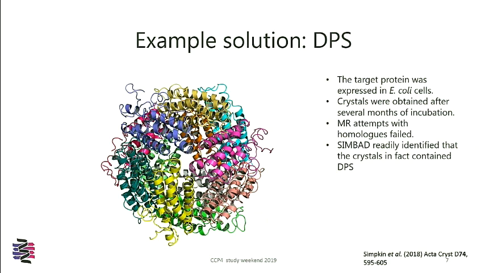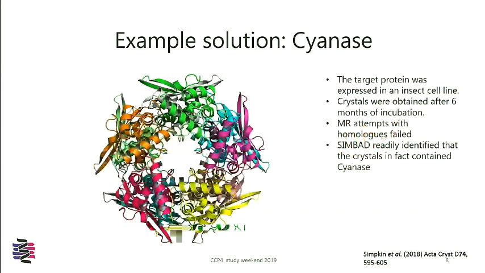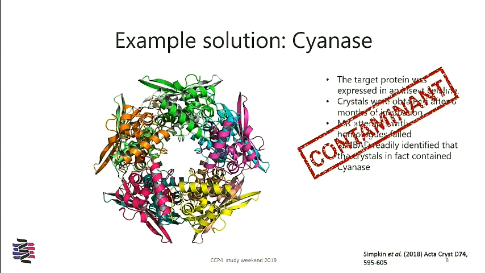After several months, the crystals grew, and the homologs that they found just wouldn't work. We chucked this into SIMBAD, and it readily identified that it was a contaminant. Another example here: target protein, crystallized, I think, expressed in insect cell line this time. Crystals obtained after a few months. Homologs failed. Yeah, it was a contaminant again.